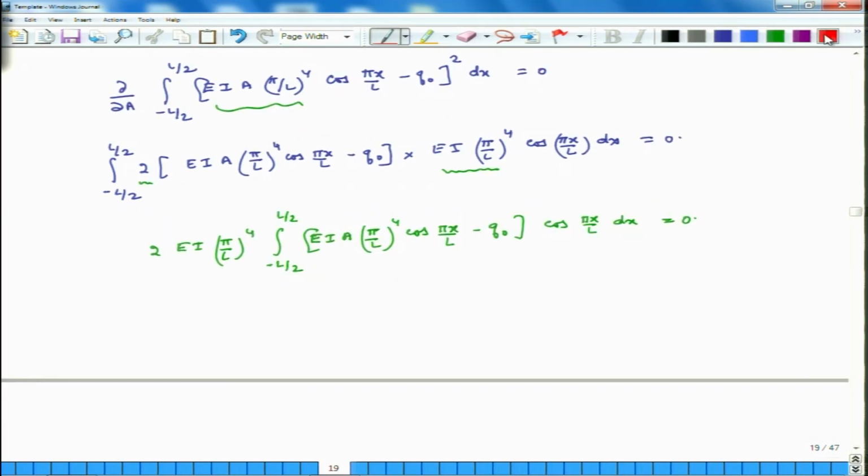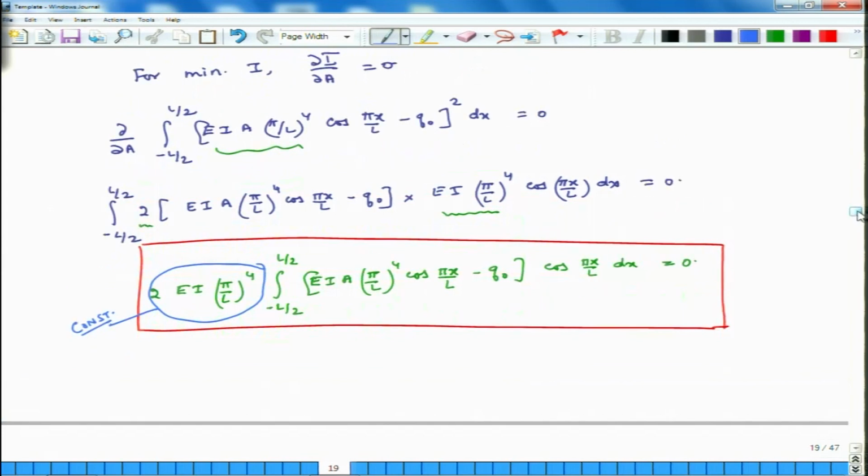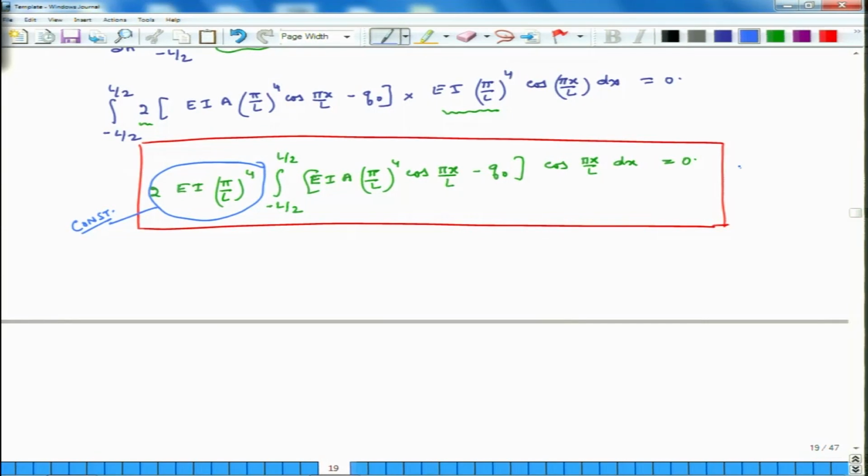Now look at this relation. Here this term, the one in blue, is just a constant number, so it does not influence A. Basically the aim is to find the value of A, and we said that I should be minimum and it will be minimum if this condition holds. This constant term does not affect the solution of A.